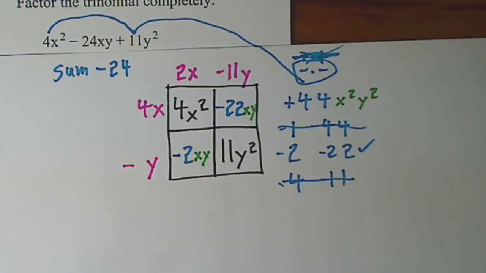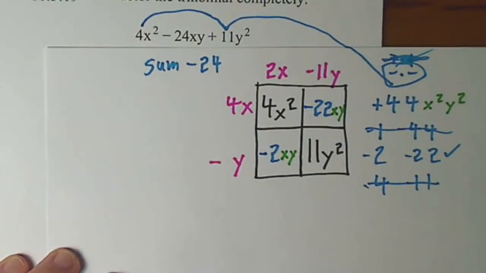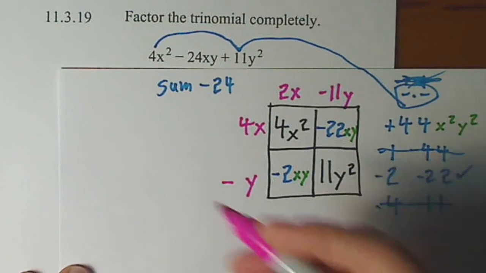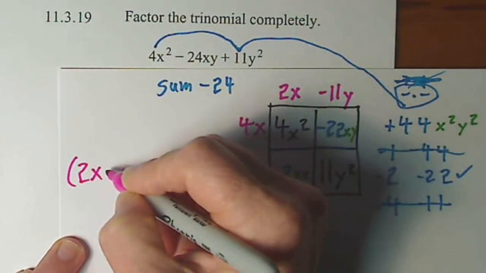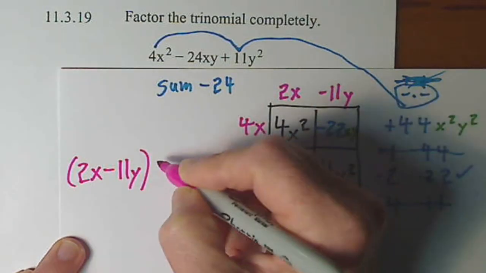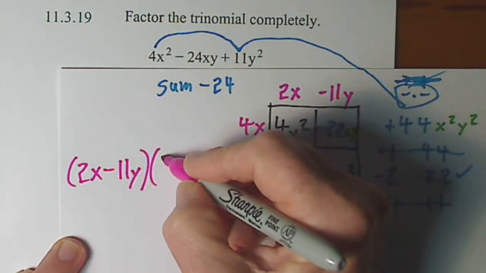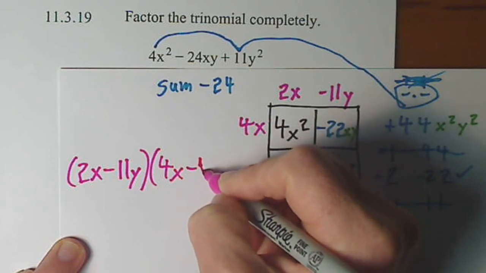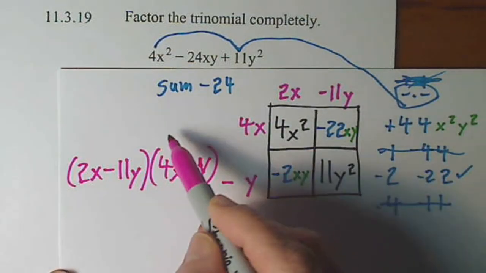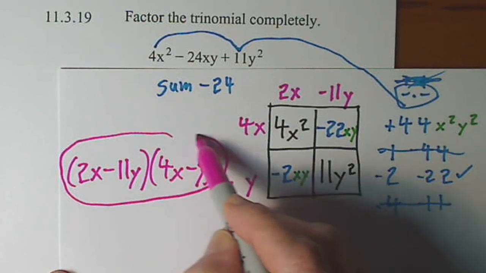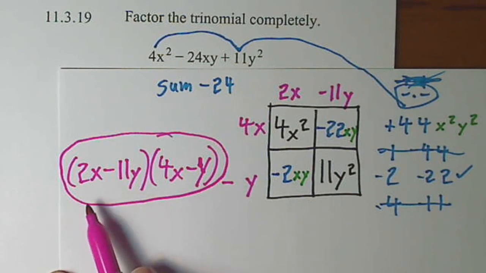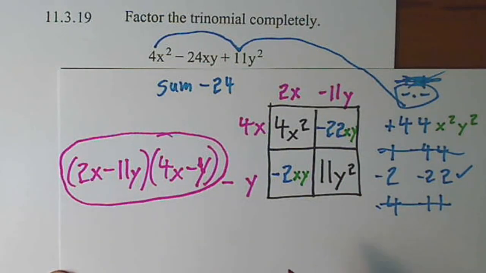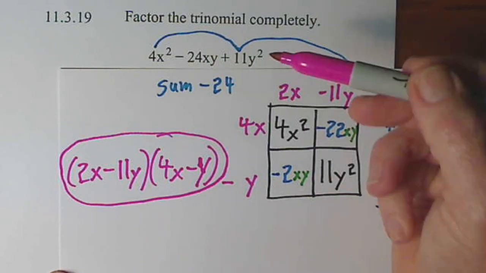You now have the two binomials that you need for your answer. I guess I'll write them in the same color. I'll slide this over. See if I can get all this on one screen. 2x minus 11y and 4x minus y. Okay. This is the factored form of this equation. If you multiply this binomial by that binomial, some people say FOIL, you will get this result.